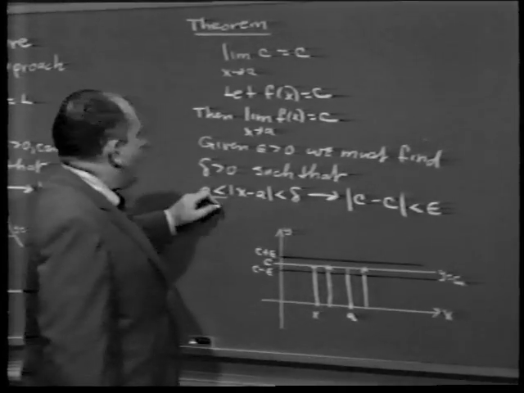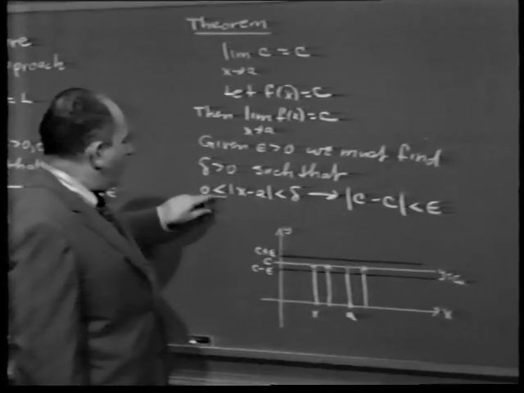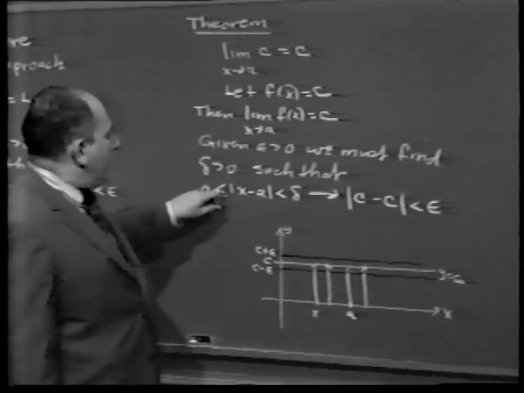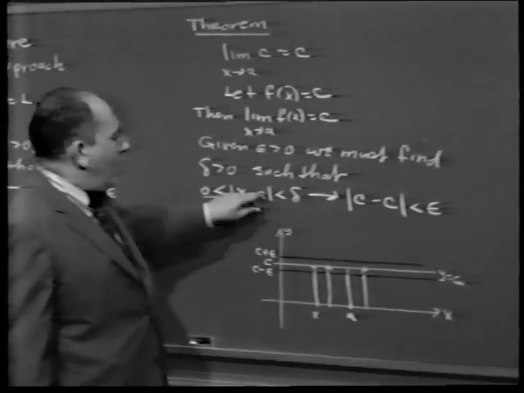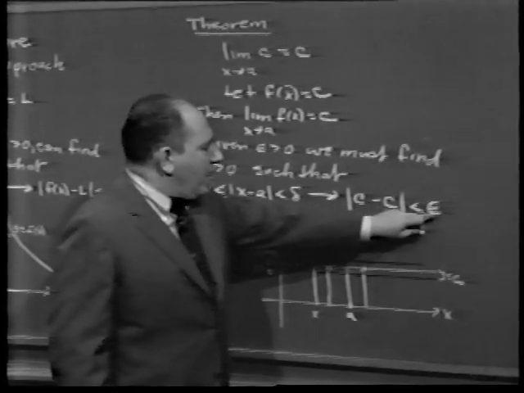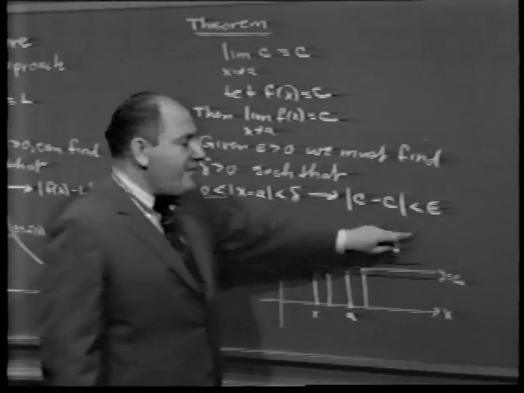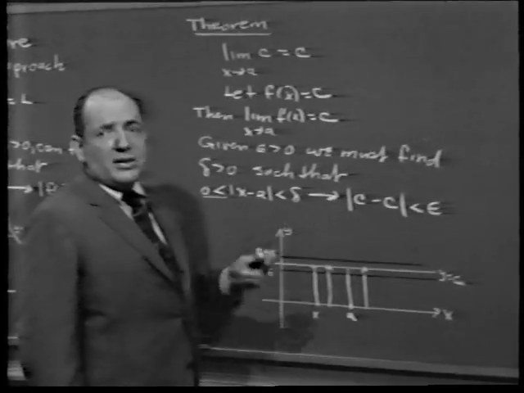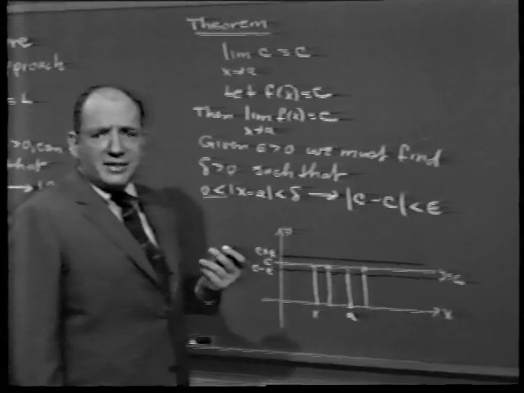But the point is, we want to keep away from a 0 over 0 form, so we always impose this condition. But in this case, once x was within delta of a, f of x was automatically within epsilon of c, as long as epsilon was positive, because f of x was already equal to c. The difference was already 0.